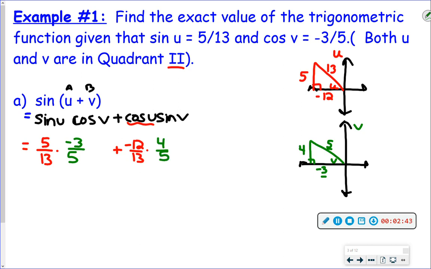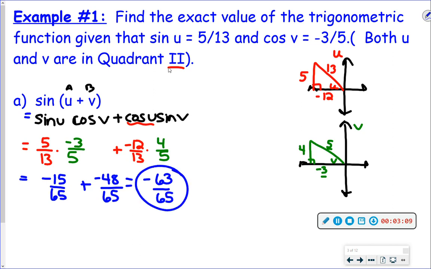And now we are simply doing the fraction calculations. Remember, you multiply before you add. So 5 times -3, 13 times 5, of course, on the old calculator, plus -12 times 4, -48, 13 times 5. And then I'm going to add -15 plus -48, -63/65. I can't say it's crazy difficult, but definitely time consuming. So I'm going to keep coming back to these triangles on the next slide. Keep them in front of you, of course, on your notes.